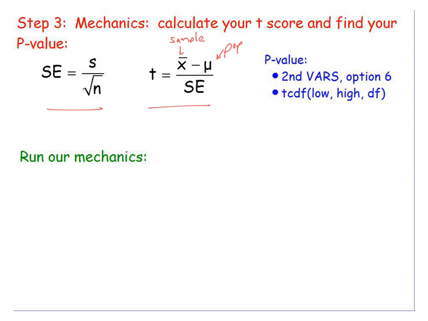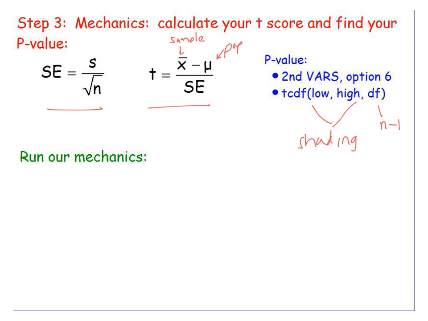So to do that, you do second vars. You're looking for option 6. It should say TCDF. Now, it's waiting for you to give it 3 different values. You need to give it the low and you need to give it a high. These two are going to depend on your shading. And then the degrees of freedom, remember, is always n minus 1. So we're going to be drawing pictures similar to what we did with z-scores, but we can't use the pink sheet like we did the blue sheet.